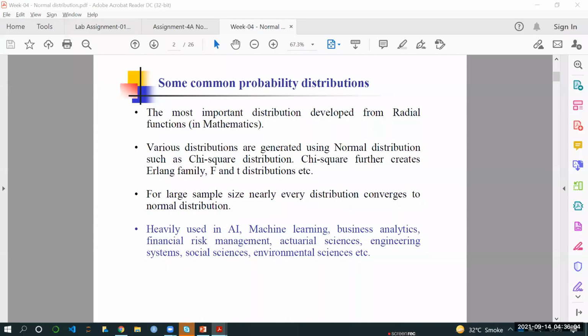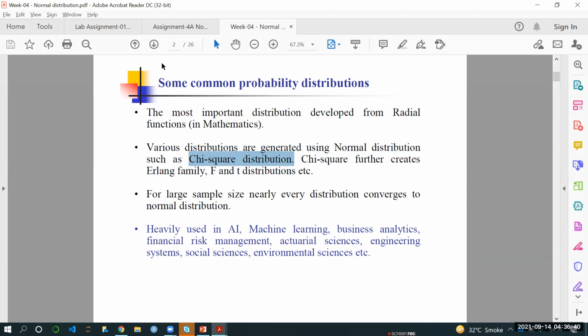So I'm repeating, normal distribution is the most important distribution, also called Gaussian distribution, and it is developed from mathematics. The models on the background are called radial basis functions. There are a large number of probability distributions which are generated from normal distribution. We will study a few of them in statistics in the next lessons.